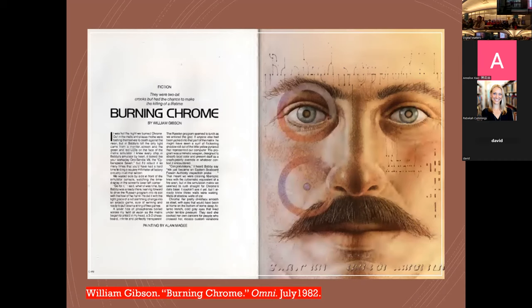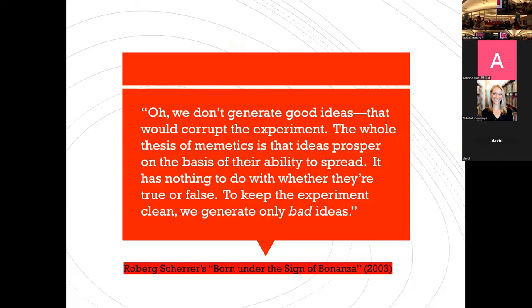More recently, the story that I just handed out, called Born Under the Sign of Bonanza, imagines a center for memetics research in which scientists test the limits of viral information. And in a quote that reads eerily prescient, even though, of course, Dawkins coined the term meme in the 70s, it wasn't until the 2000s, 2010 perhaps, that it became a household word. Here is what they have to say in the story.